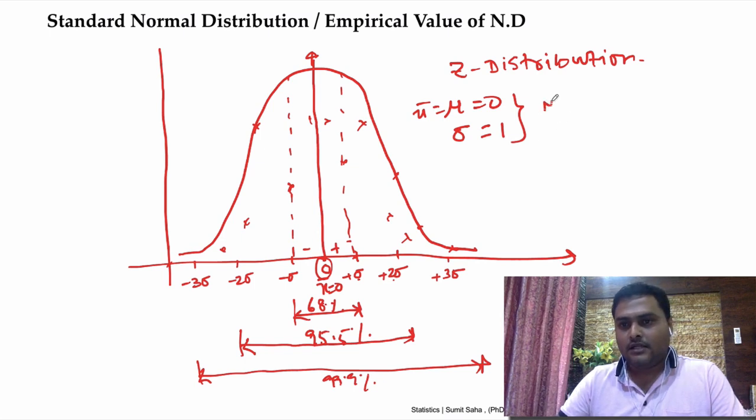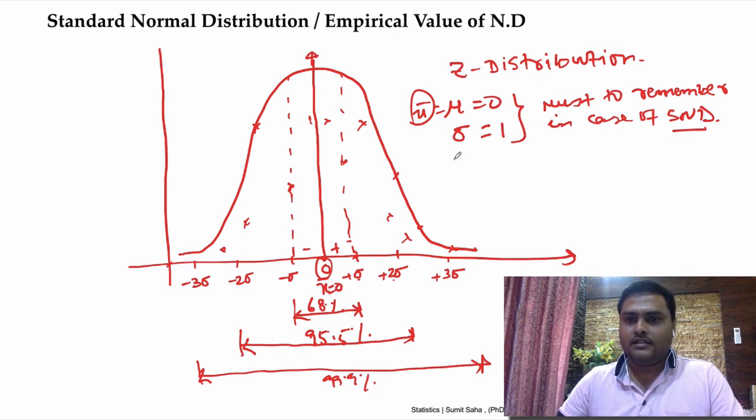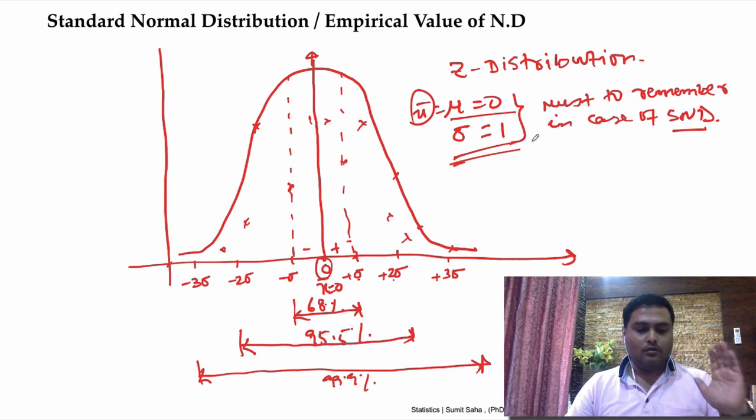Now this is a must to remember. In case of a normal distribution, the mu value will be different and the standard deviation will differ as well. But for the standard normal distribution, mu equals 0, and in this case the standard deviation equals 1. Hope you have understood.